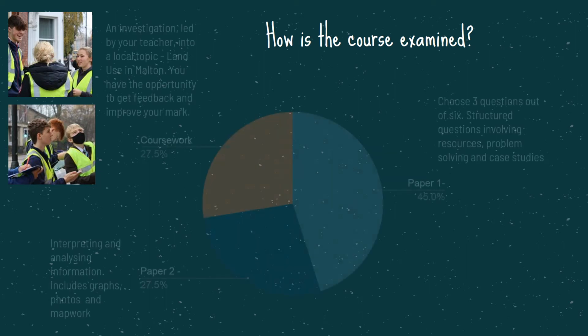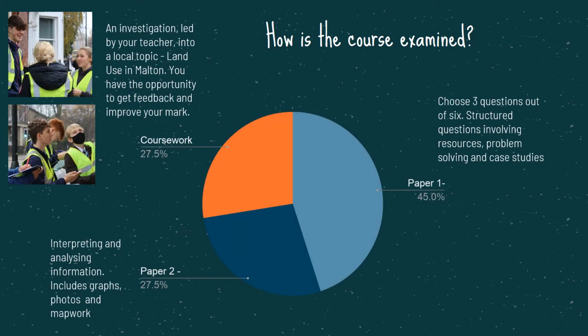Let's take a look now at how the course is examined. You'll see from the pie chart here that there are three components to the way in which the course is assessed. Paper 1 and Paper 2 are traditional written exam papers. The students will have seen some of these question styles this year.